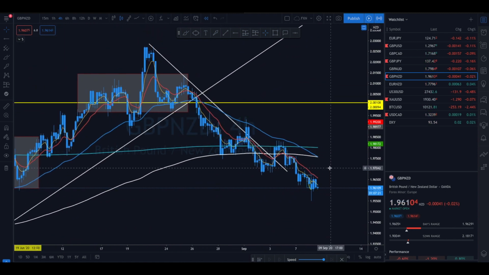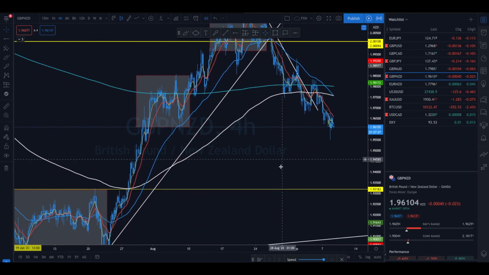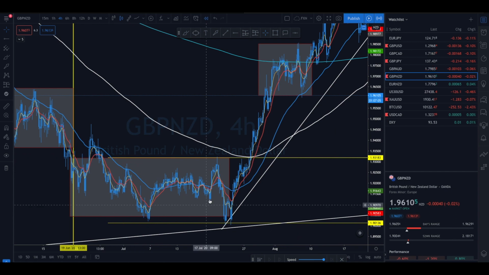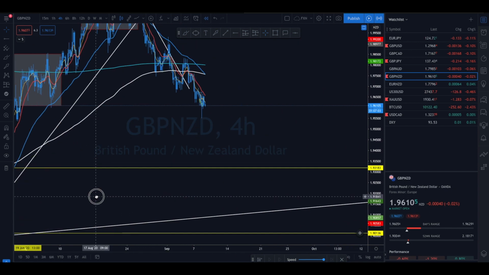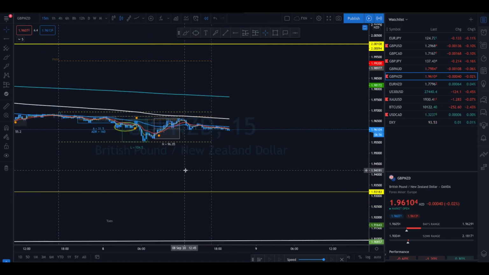If you look at this on a 4-hour time frame, you can see it's been going down for some time now, since August 20th. You had your peak here. There's 1 level, there's 2 levels here. So you potentially got 1 more level to go down to. And you can see where the structure is over here. So you still have what I would think is some ways to go on pound NZD.